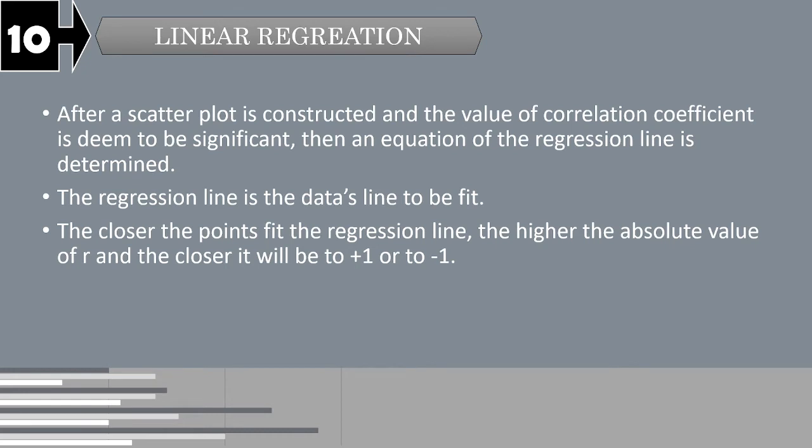After a scatter plot is constructed and the value of the correlation coefficient is deemed to be significant, then an equation of the regression line is determined. The regression line is the data's line of best fit. The closer the points fit the regression line, the higher the absolute value of the correlation, and the closer it will be to +1 or to -1. Now let's take a look at the formula for the regression line.